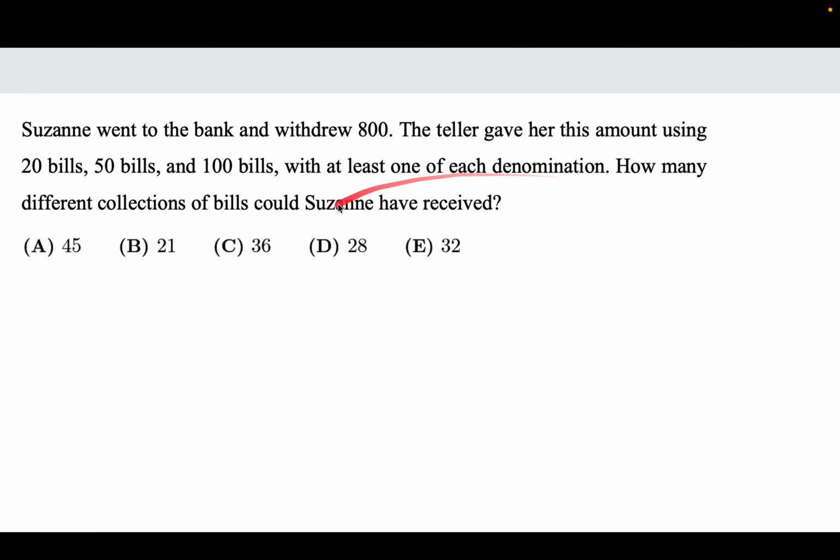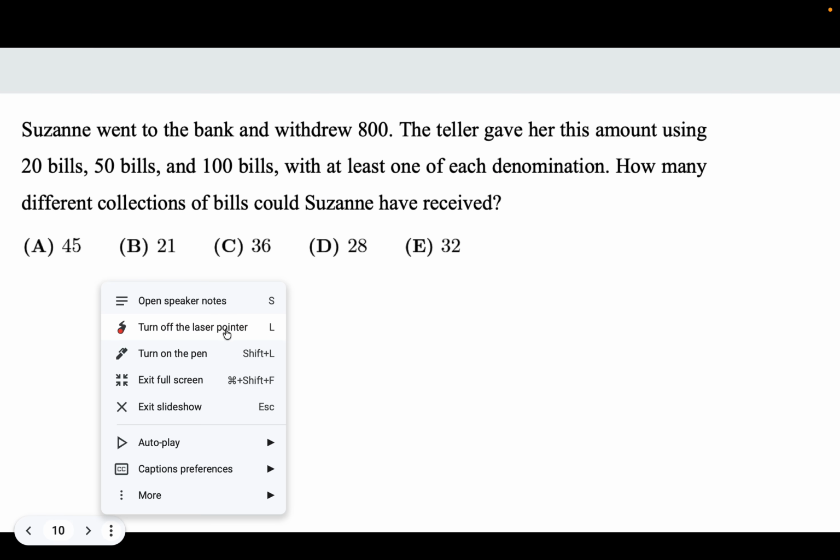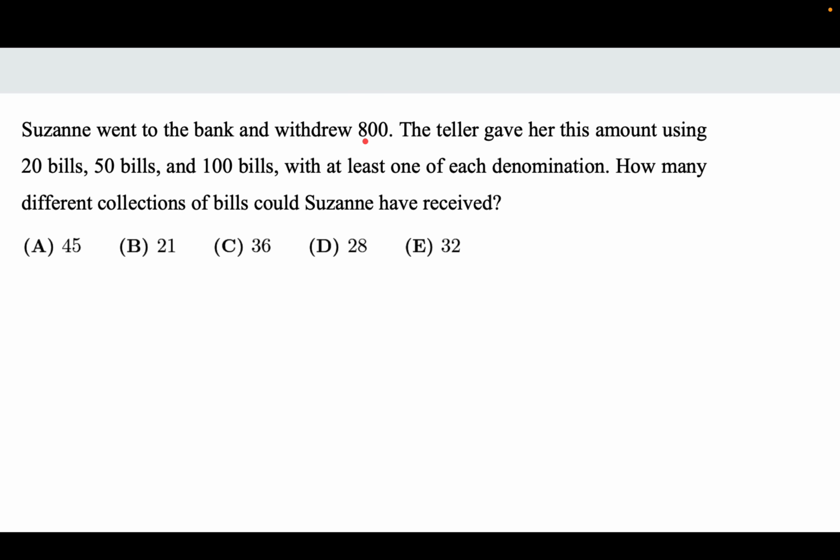Suzanne went to the bank and withdrew 800. 800 what? Bananas? No, obviously $800. Bank dollars most likely, unless she's not living in the US. But we know she is because this is a US competition.